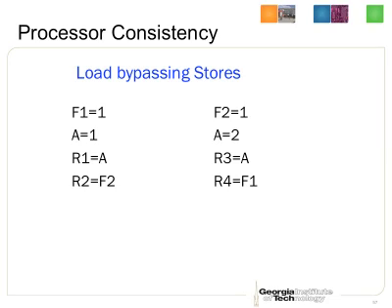Let's just look at this one example. We have two programs on two processors. This one assigns 1 to F1 and 1 to A, and then assigns the value of A to R1. The last statement of this program assigns the value of F2 to R2. On the other one, we assign 1 to F2, 2 to A, and A to R3. Then we assign the value of F1 to R4. Assuming all the initial values of these variables are 0.